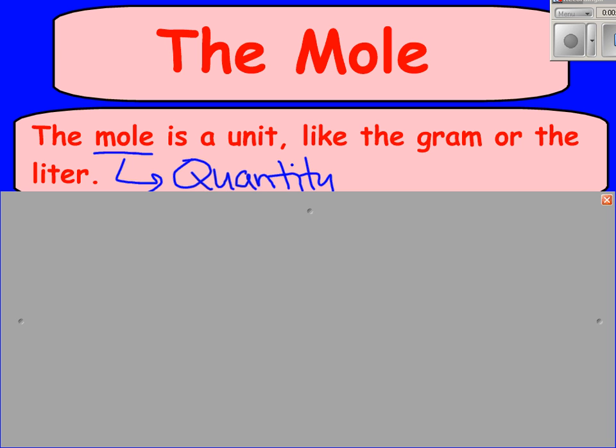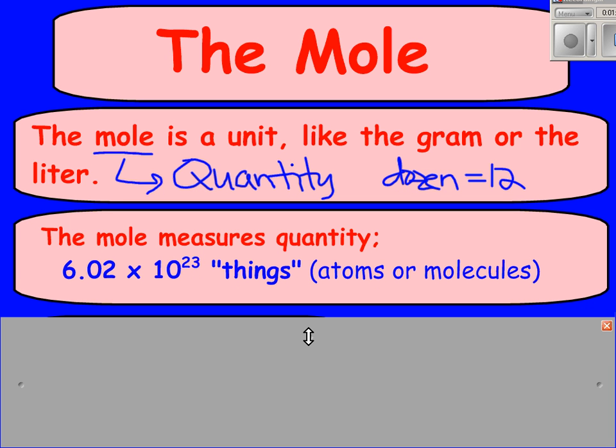Think about it this way. When you hear the unit dozen, what comes to mind? You think of the number 12. A dozen has 12 things in it. In the same way, the mole is also a unit that represents a quantity. However, it is not simply just 12. The mole, in fact, measures out 6.02 times 10 to the 23rd things. Those things could be either atoms or molecules.